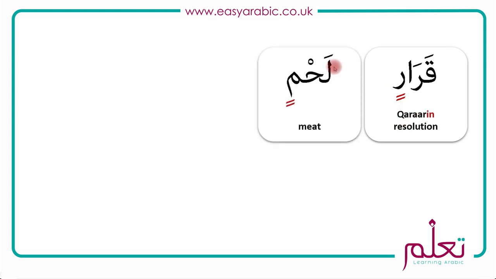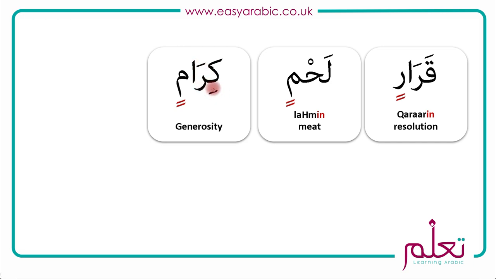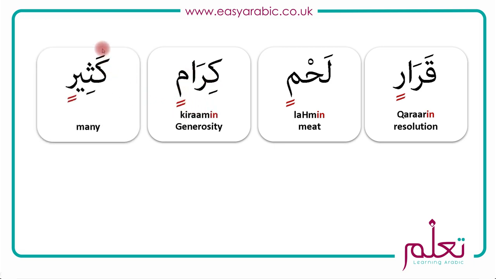Next one, lam with the fatha is la, ha with the sukun makes one sound, lah. Mim with the kasratain is lahmin. Okay, next one is kaf with the kasra ki, ra with the fatha is kira, alif, kiramin, kiramin. Next one, kaf with the fatha is ka, tha with the kasra is thi, kathi, and the ya extends the kasra, kathi, and the ra with the kasratain is kathirin. Next one is ta with the fatha is ta. Ya with the sukun creates a diphthong, tay, and the ra with the kasratain is tayrin, tayrin.